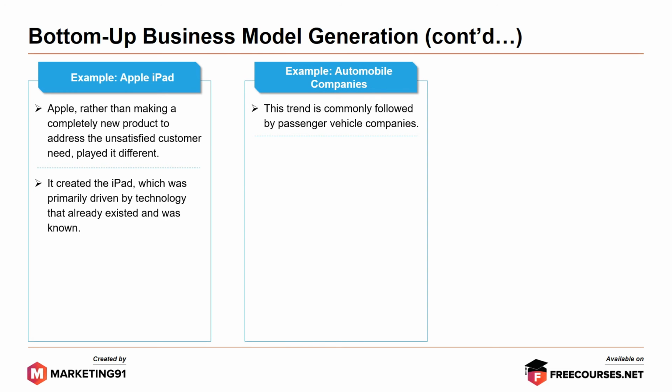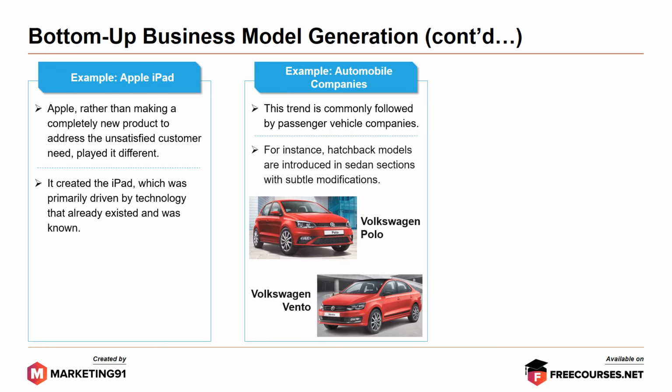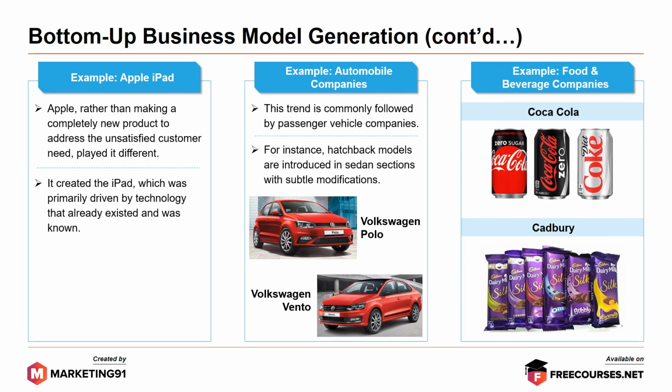This trend is completely followed by passenger vehicle companies. For instance, hatchback models are introduced in sedan sections with subtle modification. In this case, Polo being the hatchback and Vento being the sedan. And finally, this approach is also followed by beverage companies. For example, Coca-Cola, which came out with Coca-Cola Zero and Diet Coke. And also by Cadbury, where it had the normal Cadbury Dairy Milk, and then came the premium version, Cadbury Dairy Milk Silk.